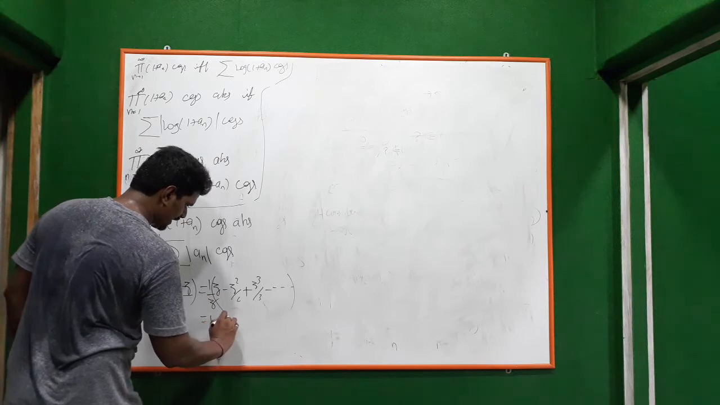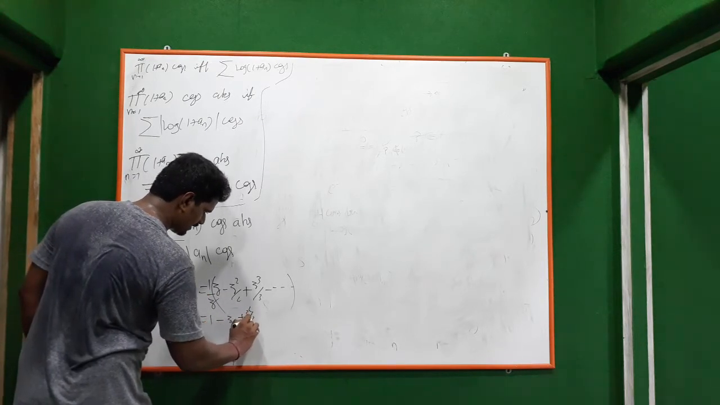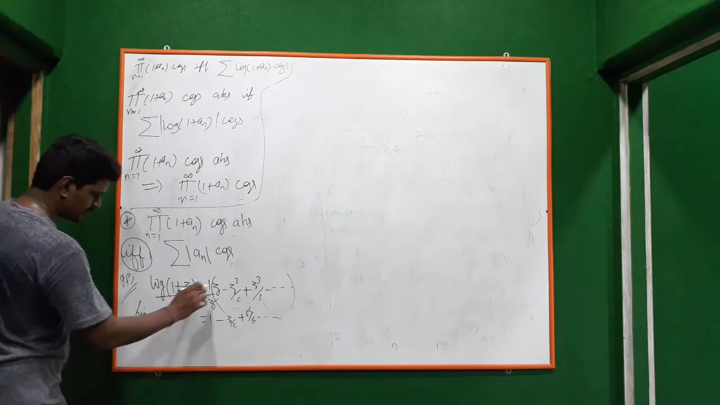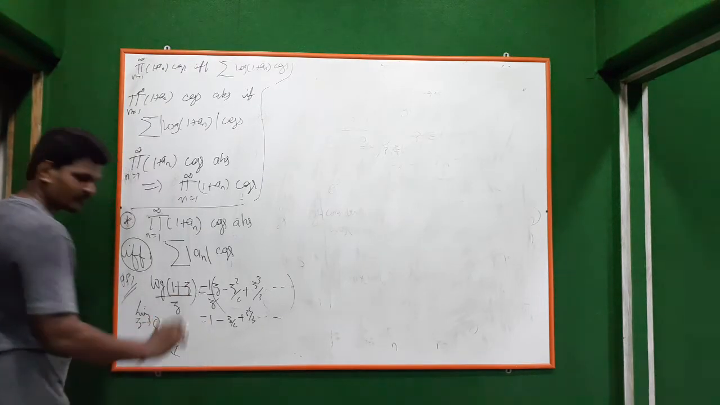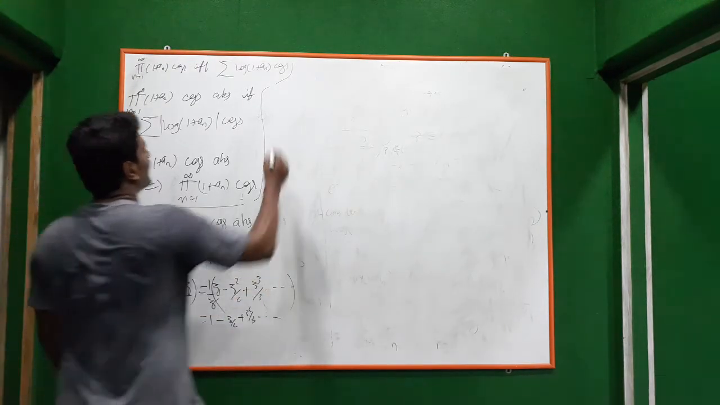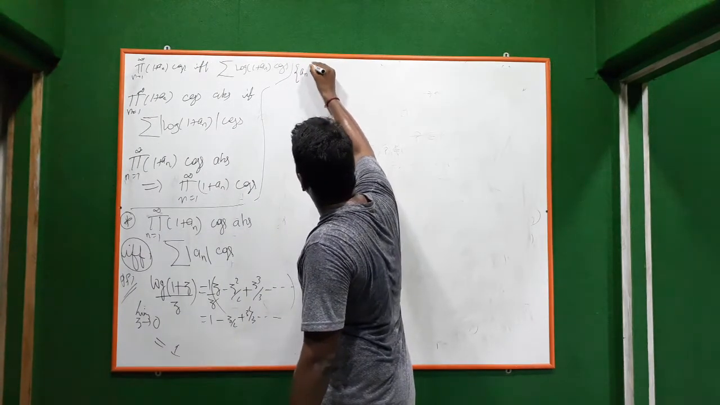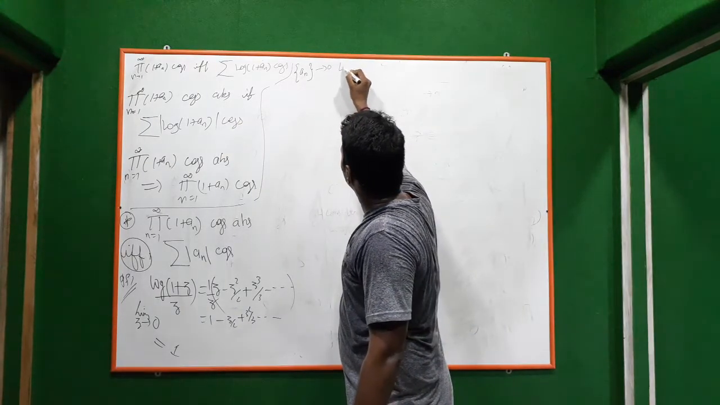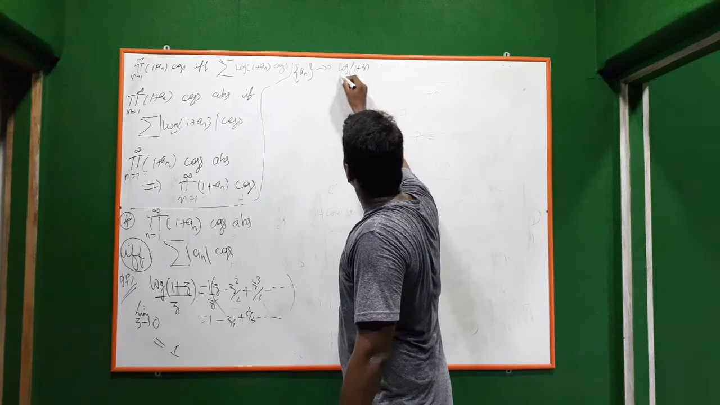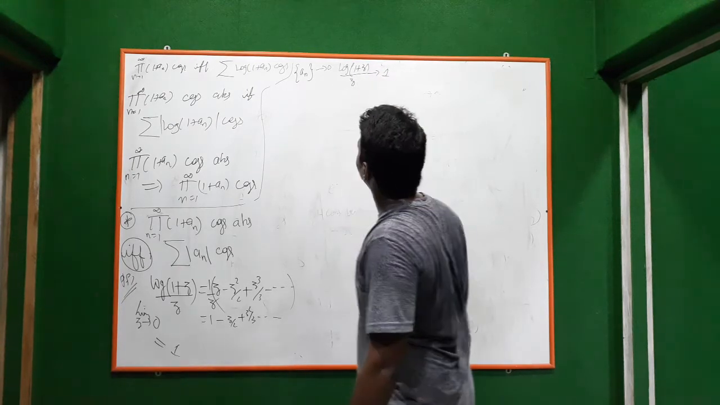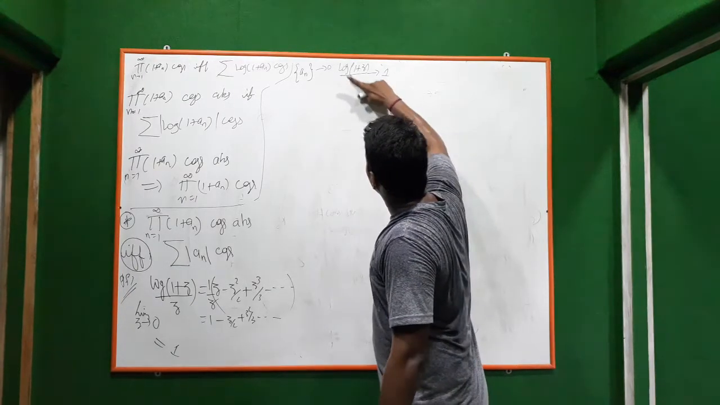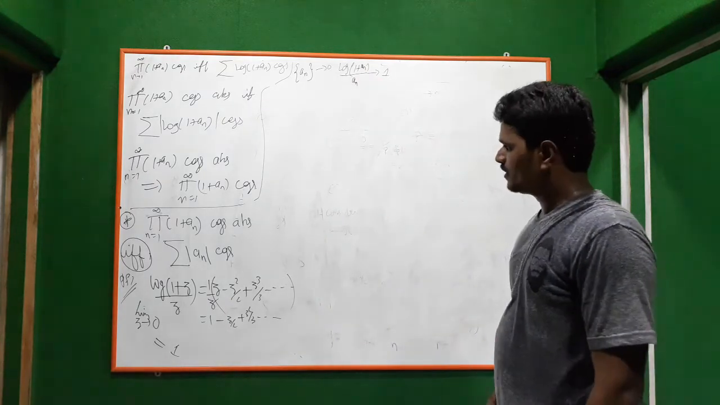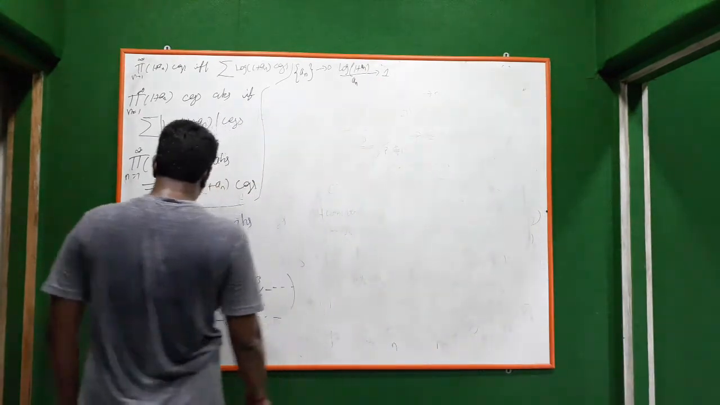This will be what? 1 minus z by 2 plus z square by 3 and so on. Limit z goes to 0, what happens to this? This will be 1. So, whenever we have a number, sequence or any number which is converging to 0, we can tell that log 1 plus a_n divided by a_n converges to 1. You can tell that. Use this and prove.